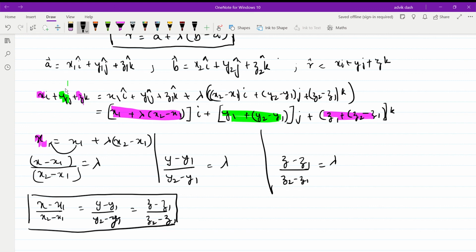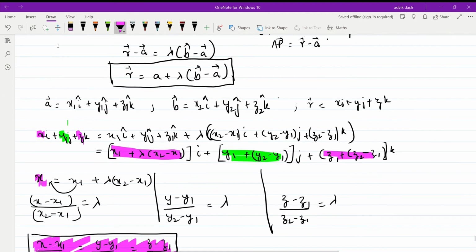So this is nothing but your Cartesian form, because coordinates are involved in it. And the equation which we got above, this is nothing but your vector form, because vectors are involved in it. A and B are the two given point vectors. A is a point and B is also a point, and those points are associated with vectors.